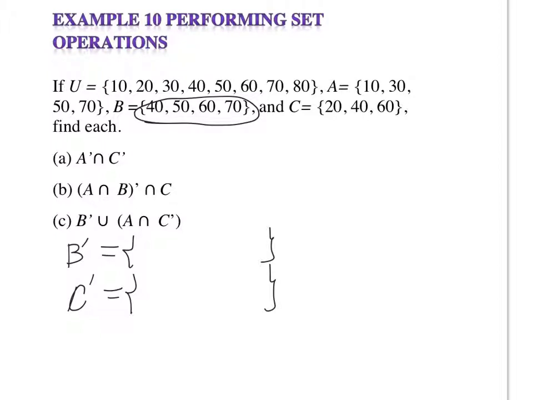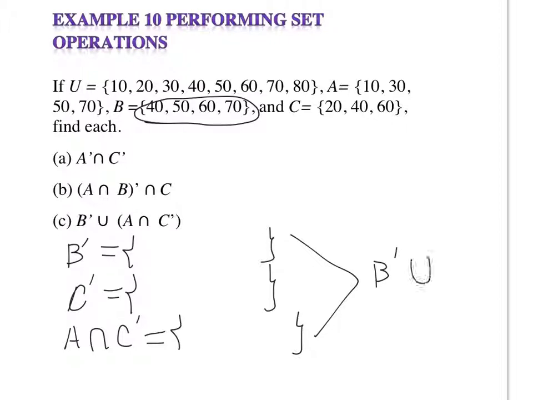And after that, you have to find A intersect C complements. So line them up with A. Finally, you can combine these 2 sets to find the union of B complements with A intersect C complements. So it's fairly long, it's fairly tedious, but it's not hard.